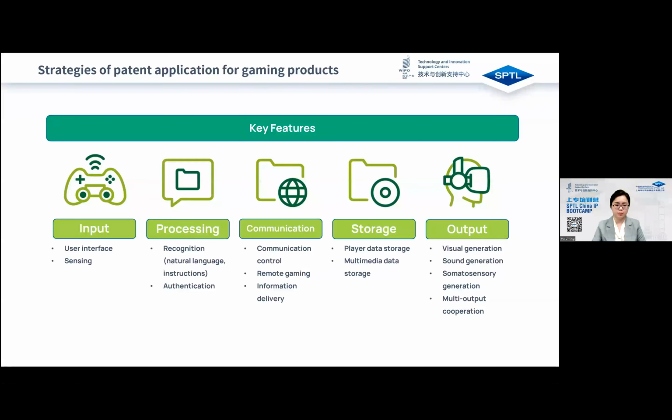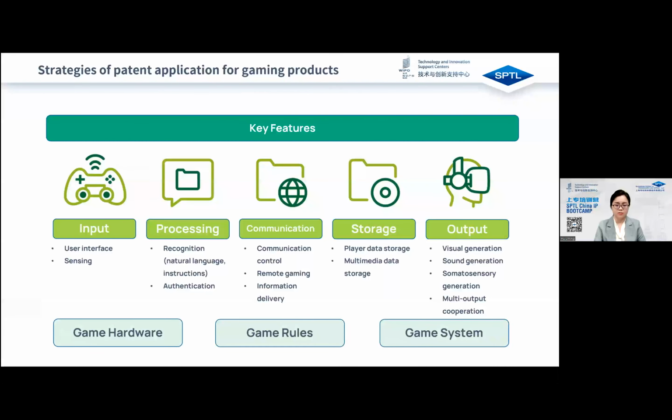By studying the report on global patent application trends of electronic games published by the Japan Patent Office in 2019, we can find that the key technologies of games mainly include input technology, processing technology, communication technology, storage technology, and output technology. Focusing on patent applications for these technologies, we can summarize them as the applications related to game hardware devices, the applications related to game rules or gameplay, and the applications related to game system architecture.